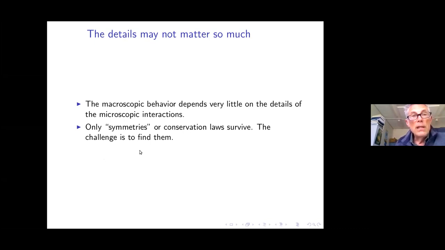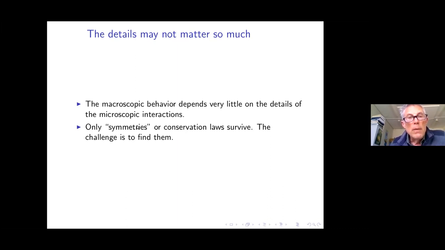So something which is maybe surprising, but turns out to be key in all this approach, is to realize that the detail of your system may actually not matter so much. If I want to rephrase that, I would say that the macroscopic behavior depends very little on the detail of the microscopic interaction. For instance, if you are interested in the flow of air or water or oil, that's the same equation, although the microscopy may be quite different.